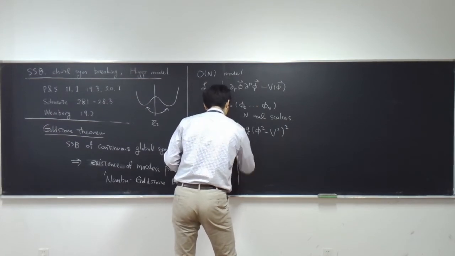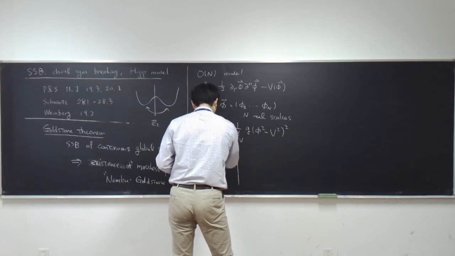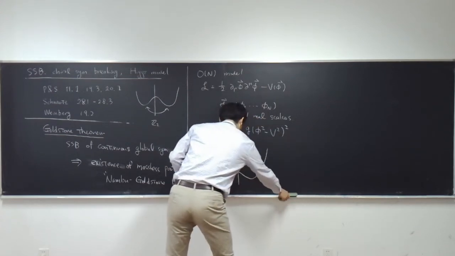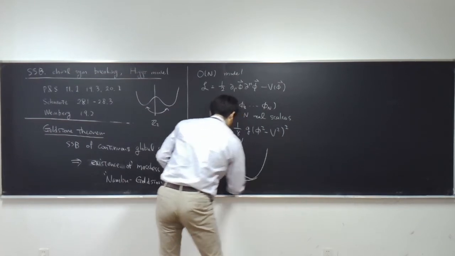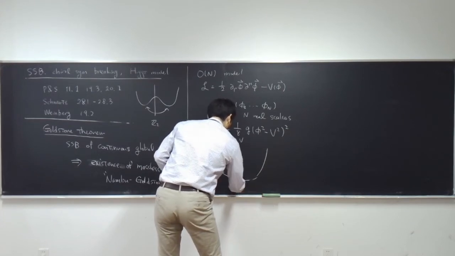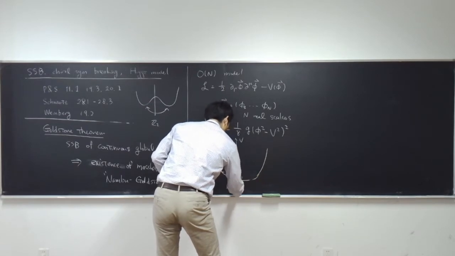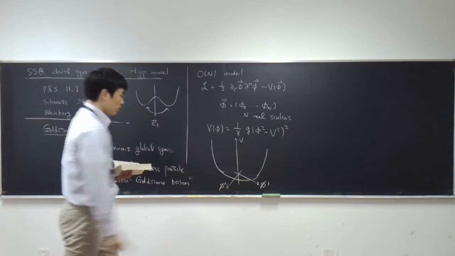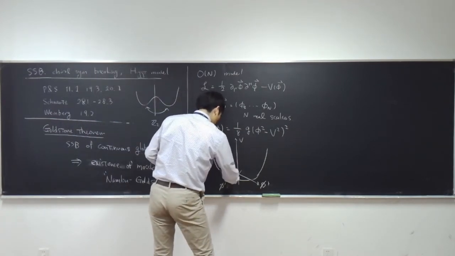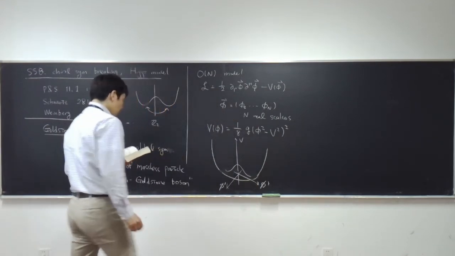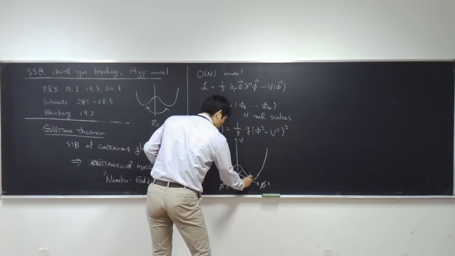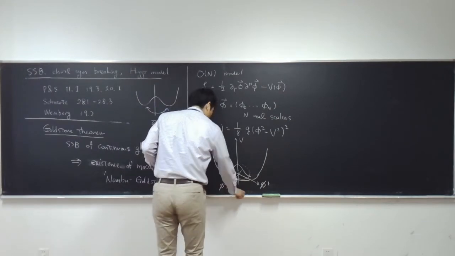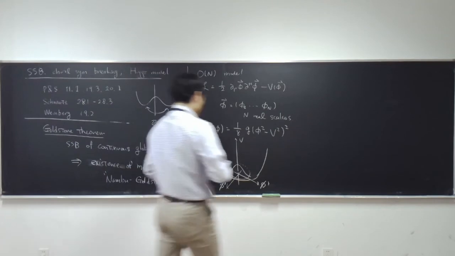So here you have phi 1 and phi 2, for instance. And here you have a little bit of a bump in the middle, like this. Then the lowest part of the potential is something like this. The way I have drawn it is not that good, but this is often called the Mexican hat potential.